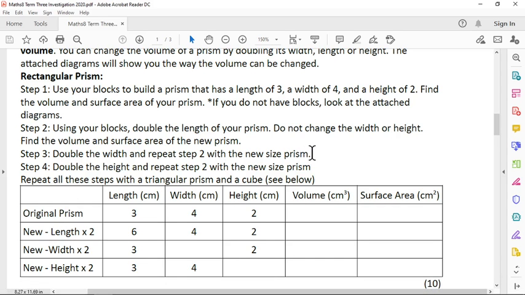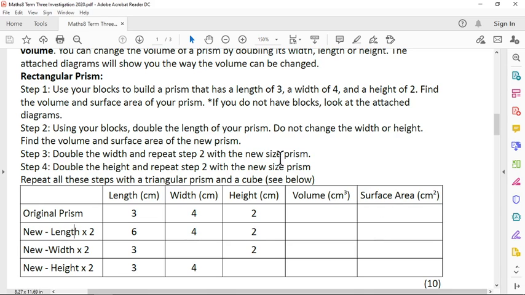Okay, so I hope you've all had a look at your rectangular prism and you've found the volume of the original rectangular prism and then the volume of when you made the length twice, the width twice, and the height twice. Remember, these are 3 different prisms compared to your original prism. And then I hope you've found the surface area for this one as well, using the other video.